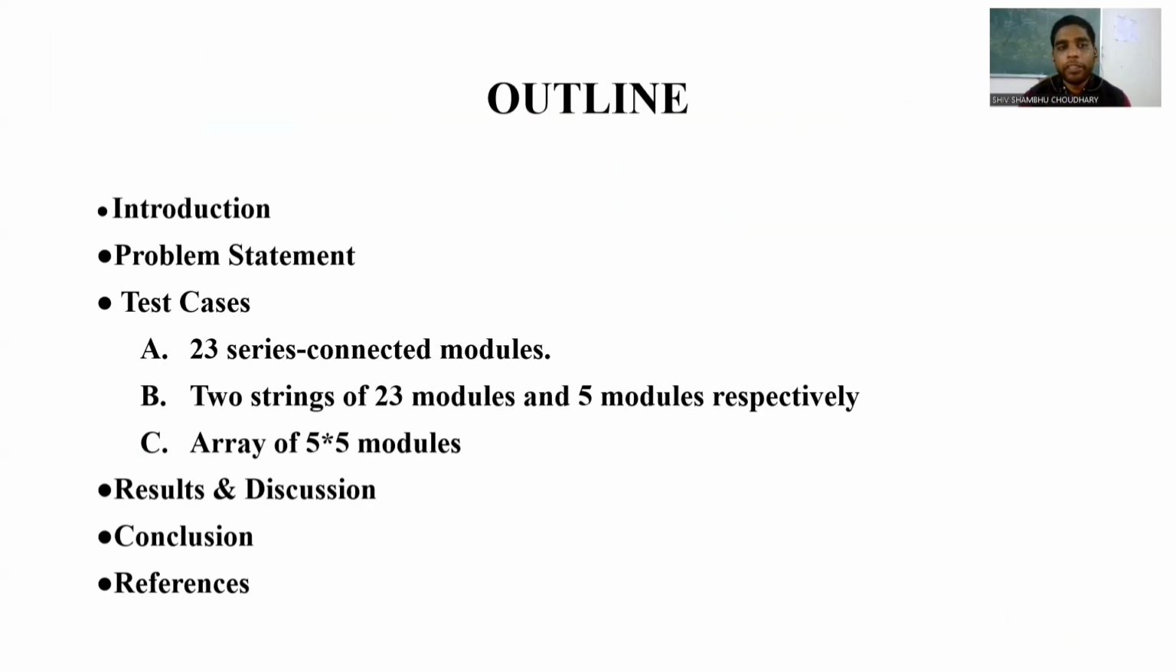The outline of the presentation will be: first, we will be covering the introduction to the problem of partial shading. Then the problem statement is formulated. Following the problem statement, three test cases are modeled to analyze the performance of the system. In scenario 1, we have connected 23 modules in series. In the next scenario, we have connected two strings in parallel to form a series parallel configuration. One time the length of the string is chosen as 23 modules and it is called the longer string, and the other time the length of the string is chosen as 5 modules and it is called the shorter string.